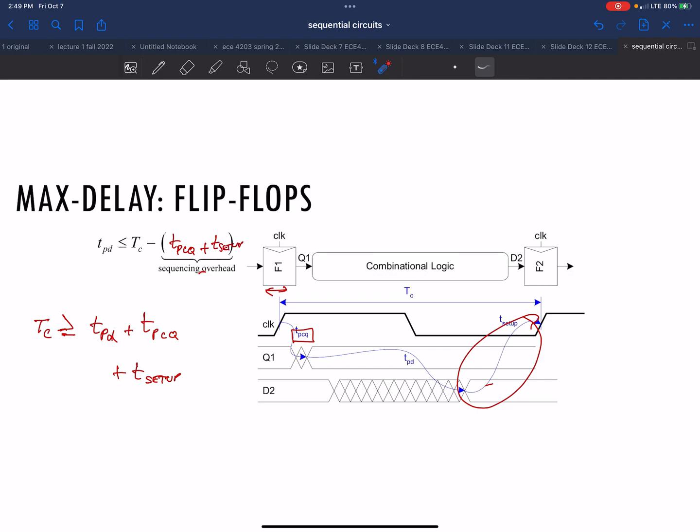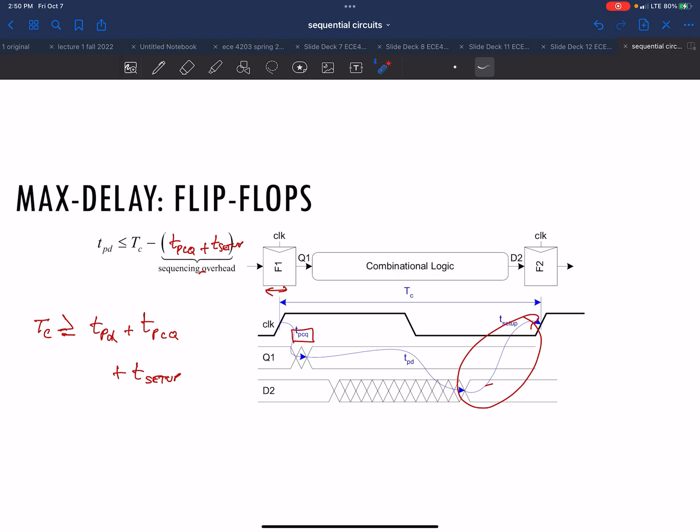Alternatively, they say your clock is at this rate. This is the spec the chip has to meet. It has to run at this clock rate. So how much stuff can you cram into this combinational logic? That is what this equation is doing. It's saying the prop delay through the combinational logic had better be less than my clock period minus the overhead of these two things.